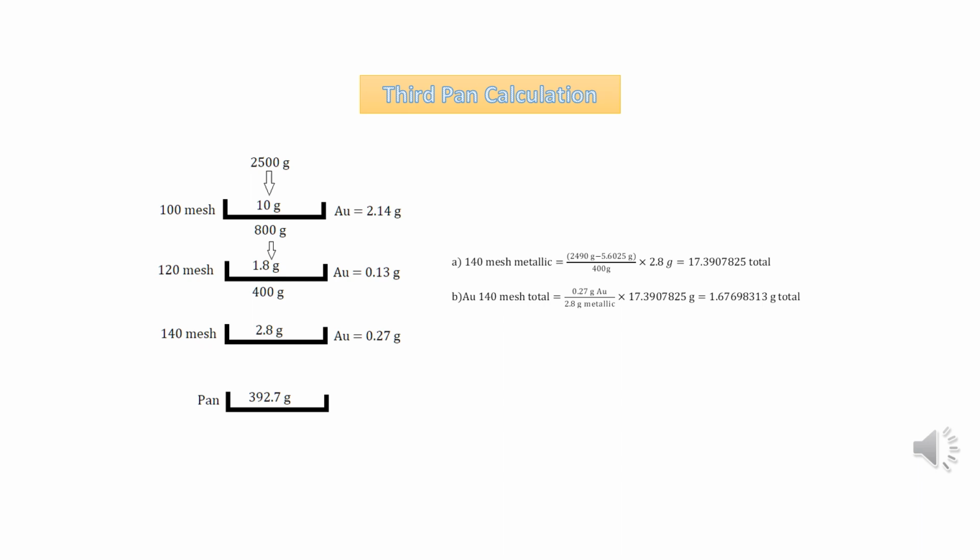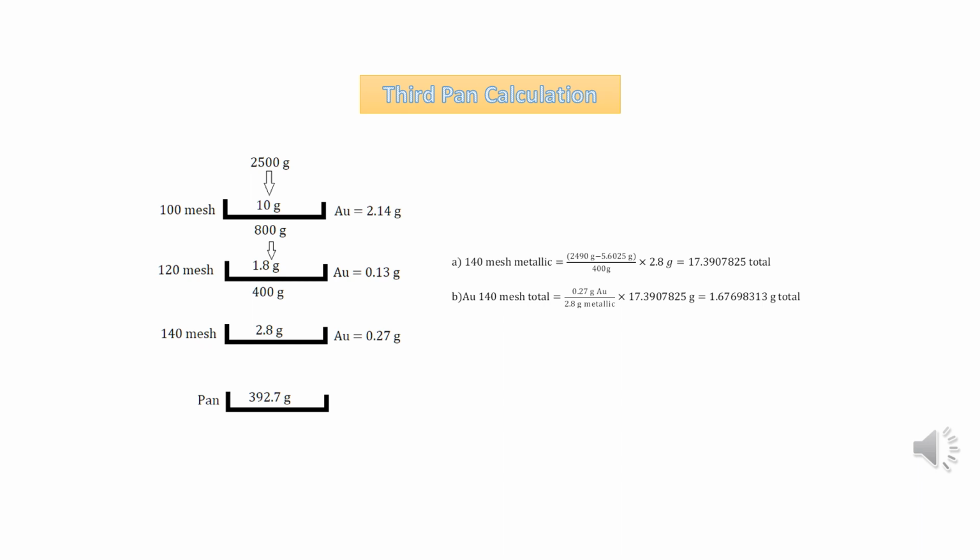And you end up with 2.8 grams of metallic on that 140 mesh screen. Of course, you analyze that, you pan that out, and you end up with 0.27 grams of gold. But what do you really have? Well, like the first screen, the 140 mesh screen of metallic, you started out with 249 grams.